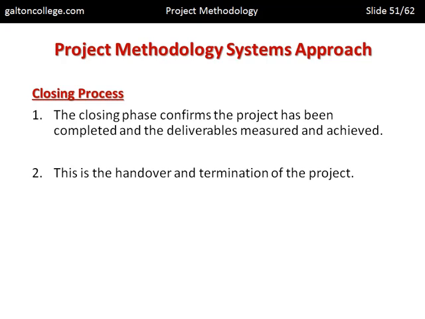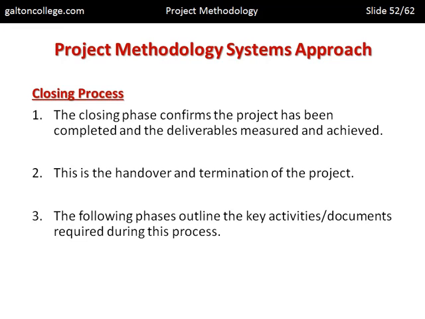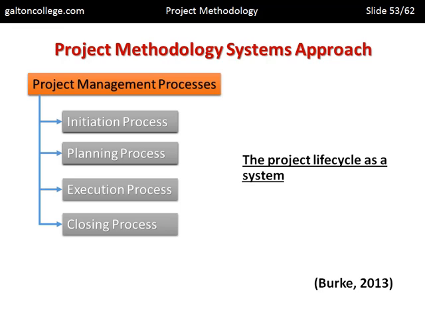This is one where if it's a one-off, it's been achieved, it's done. But if it's one which now goes into the production schedules with the other projects of the business, then it's been tested, it's been tried, it just needs monitoring in future to ensure that its requirements are adhered to in the production stage. The following phases outline the key activities and documents required during the process.